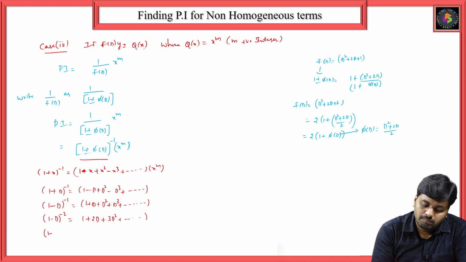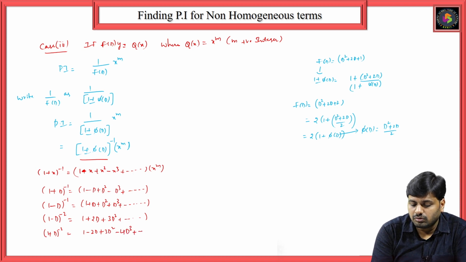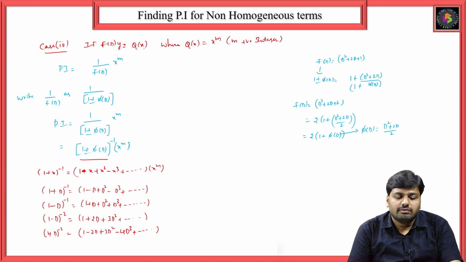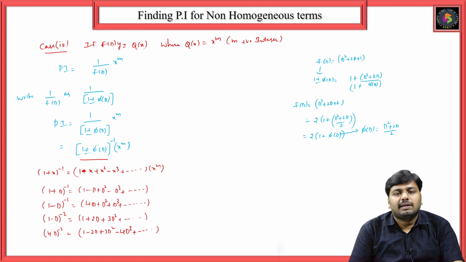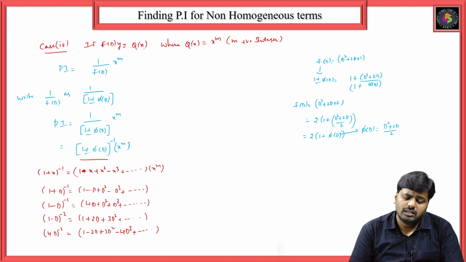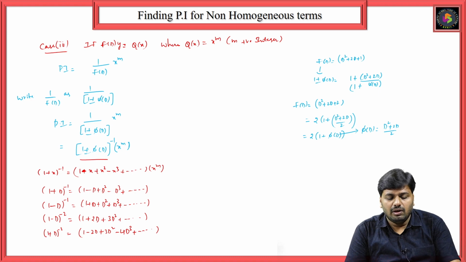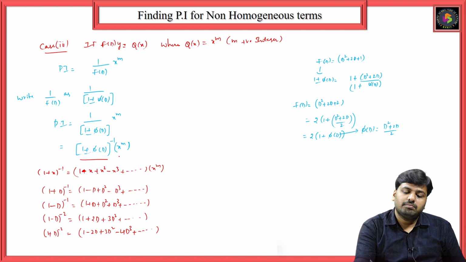Now (1 + D) to the power minus 2 is 1 − 2D + 3D² − 4D³ and so on. Now these are some expansions. So the first step, we'll write 1/f(D) as 1/(1 ± φ(D)). Then we rewrite that as (1 ± φ(D)) to the power minus 1 into x^n. So we have to expand this using the below expansions till that x^n becomes 0.